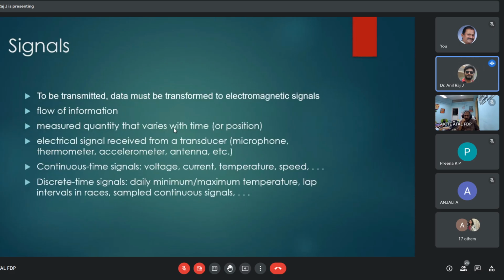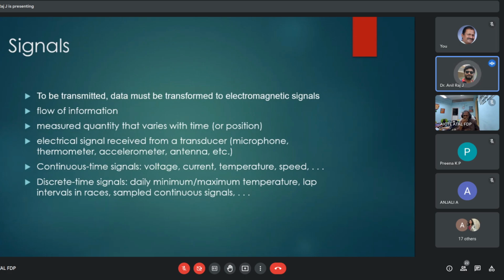So let us start from the signals. A signal is a flow of information. We know that to transmit data, it must first be transformed into electromagnetic signals, which is very important in the digital field. A signal is a measured quantity that varies with time, and the electrical signal is received from transducers. Transducers, for example microphones and thermometers, convert physical or other signals into electrical form.